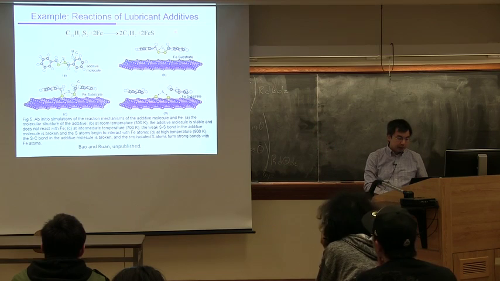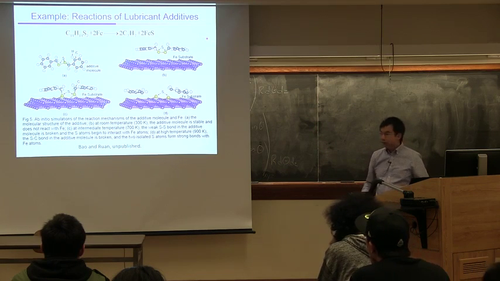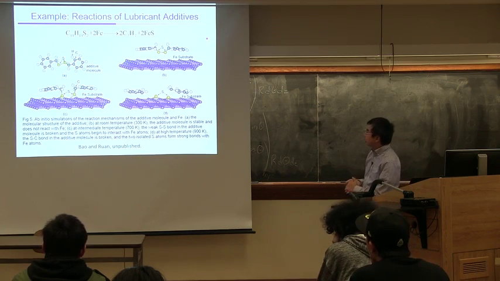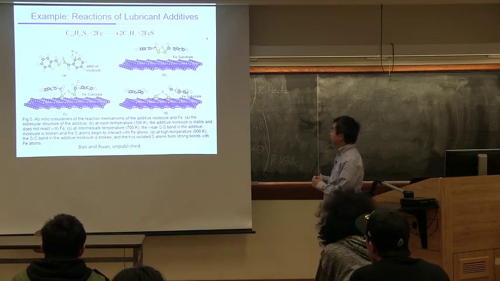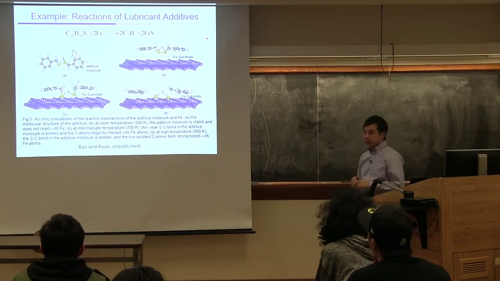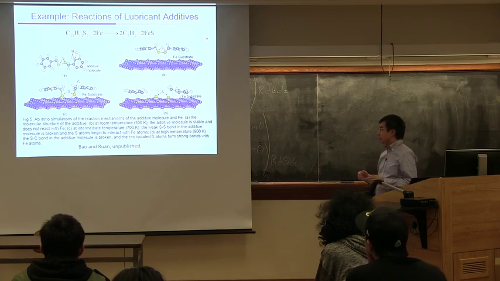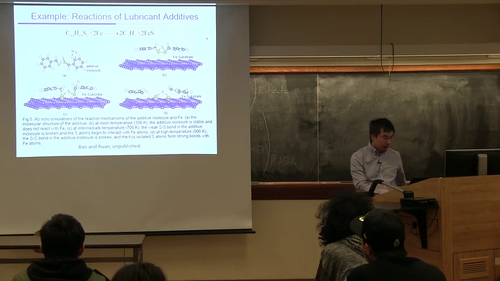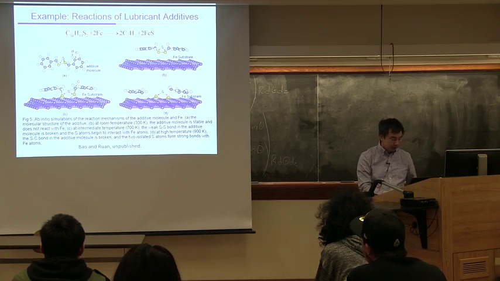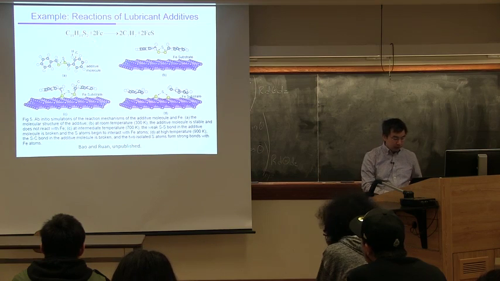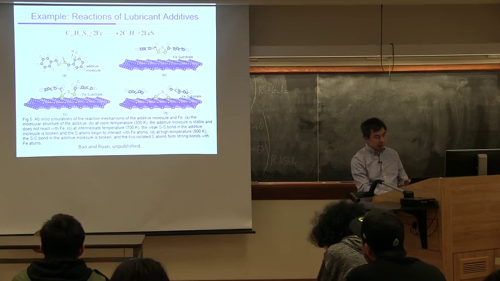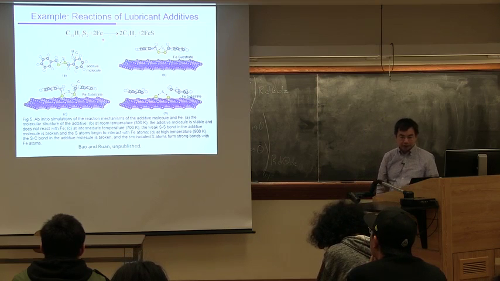This is another example that we did quite many years ago, looking at the reactions of a lubricant additive, and how they protect the metal surface. These are sacrificial molecules. This is an additive molecule with a pretty complicated structure. There are two sulfur atoms. And how does it protect the iron surface?